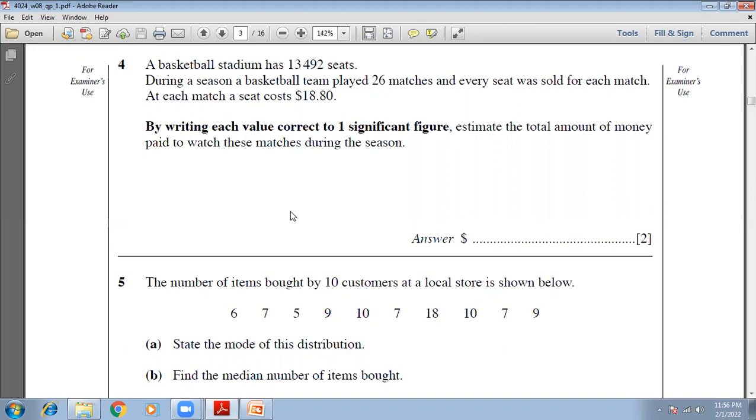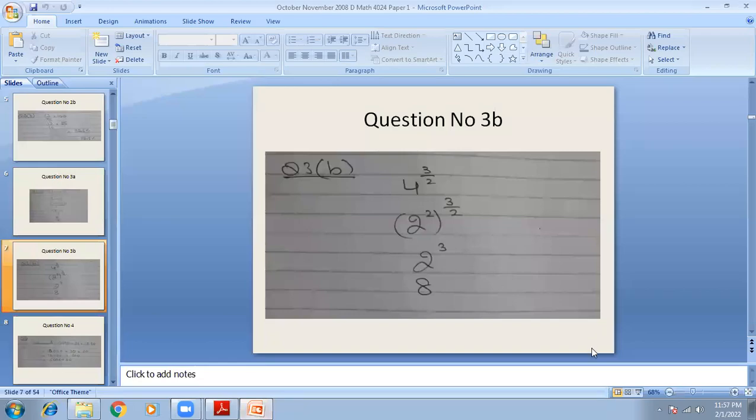Okay, so this number, when you round it off to one significant figure, it will be 10,000. This will be 30, and this will be 20. You multiply all these three terms together, and you will get the money earned. Okay, so let me show you the question number 4.